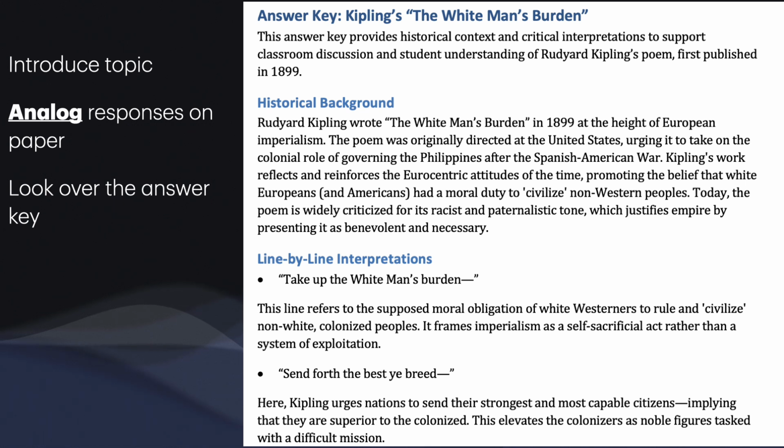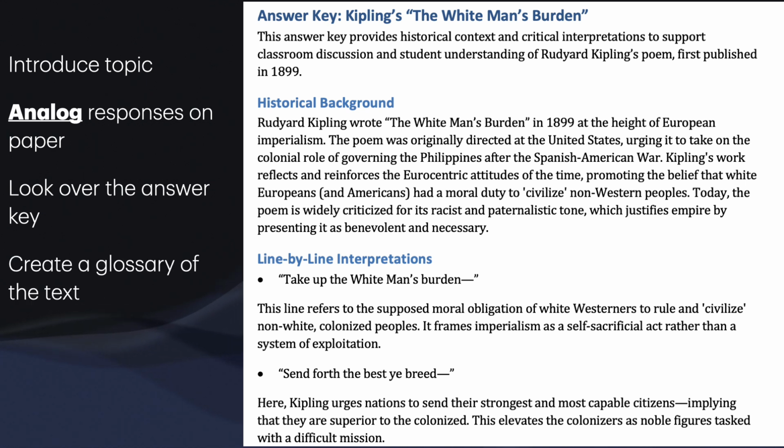Now you can see from this answer key that there's a lot of words in here that the average high schooler that I teach won't know. What a moral obligation is, or they might not understand colonialization. Okay, so at this point, I'm going to create a glossary of the text, which is going to help second language learners, especially.